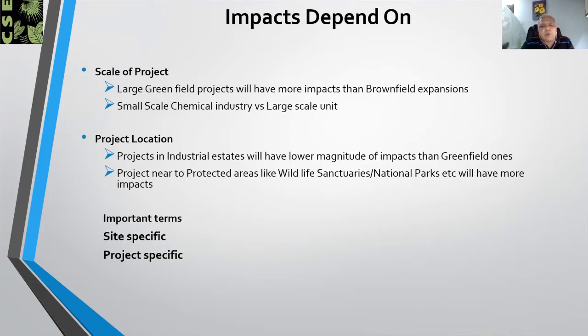Projects which are located close to cities, for example, if you have a project coming up near Delhi or near Mumbai, even if it's a power project which is vital for the city of Delhi or Mumbai, it is going to result in a higher magnitude or a higher severity of impact than one which is coming up in an area about 100 kilometers from Delhi. So two terms which come up very significantly in this are, one, that impacts are site specific, and the second, that impacts are project specific.